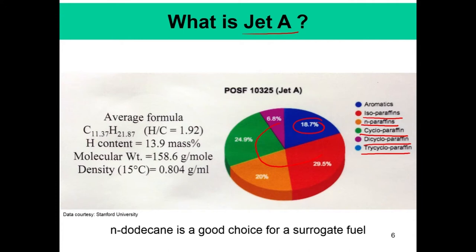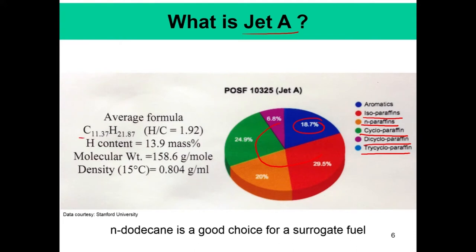So, what we do is that we use something like a surrogate fuel, which is a representative fuel which represents the properties of Jet A very well. So, how do you get such a representative fuel? You find out the composition of Jet A, and you come up with an average formula of Jet A, which is given by C.